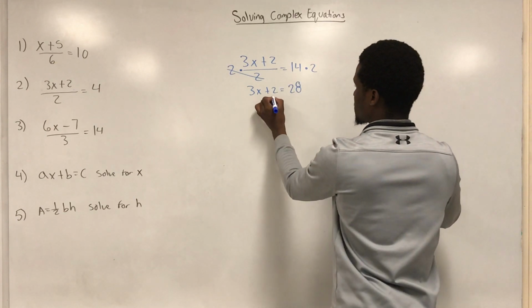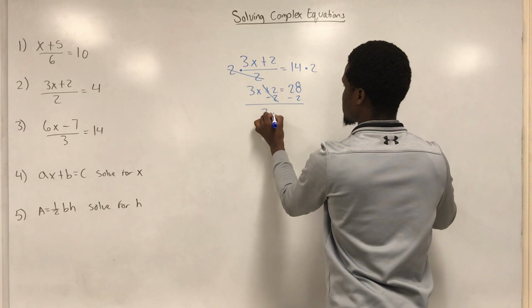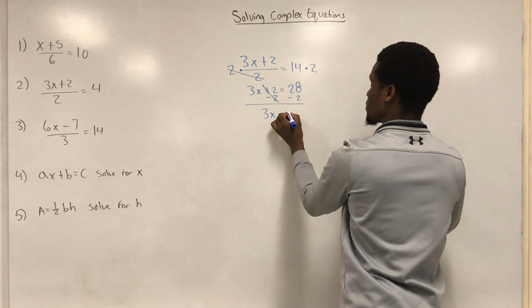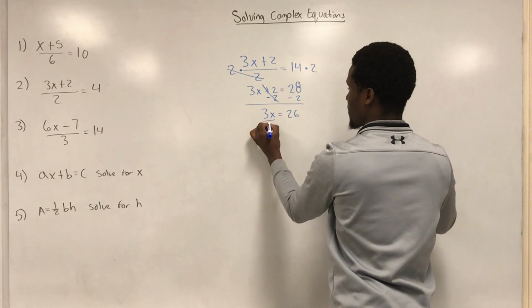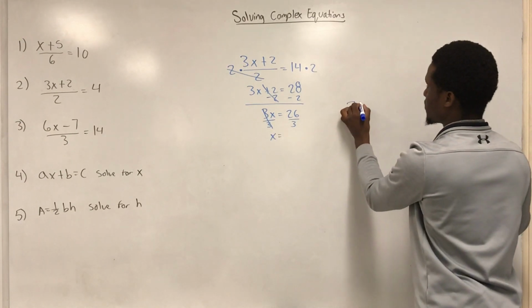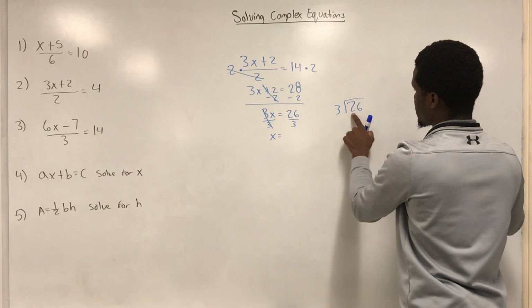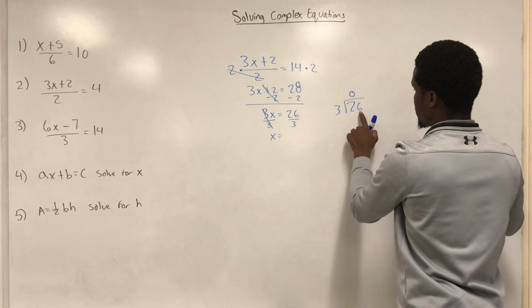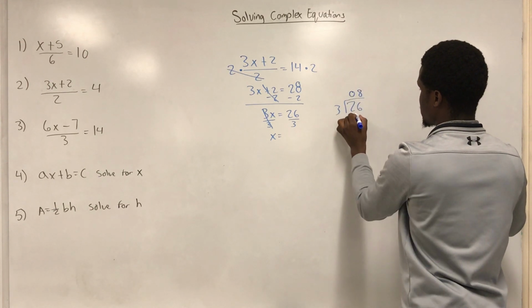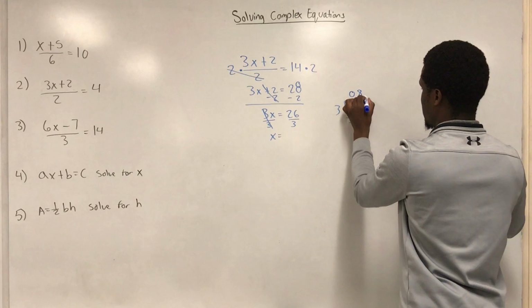All right, now I'm going to subtract 2 and subtract 2. I have 3x is going to be equal to 28 minus 2 is 26. I'm going to divide by 3 and divide by 3 here. So x is going to be equal to whatever 26 divided by 3 is. So 3 goes into 2 0 times. 3 goes into 26 8 times in order to equal 24. We have a remainder of 2, so I'm just going to go ahead and add my decimal.